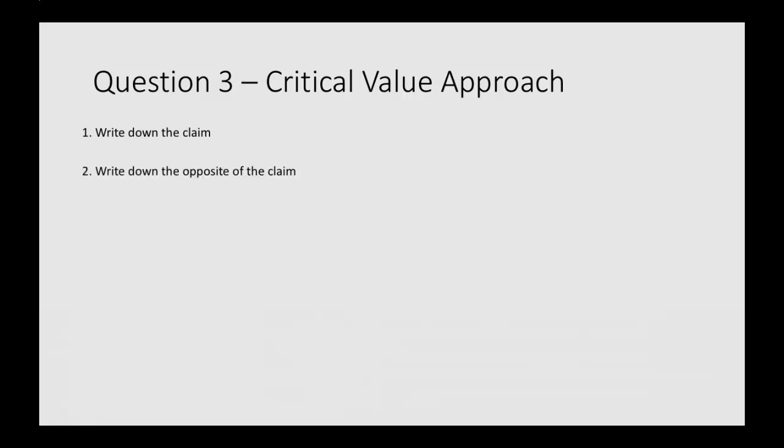Step number 2, write down the opposite of the claim, right? So, for example, that last problem that we did, the claim was mu is less than 220. So the opposite was that mu is greater than or equal to 220. So that's steps 1 and 2. Step 3, figure out which one's the null hypothesis and which one's the alternative hypothesis. And once again, the null has the equality. So equal to, greater than or equal to, and less than or equal to. That's what will be showing up in the null hypothesis.